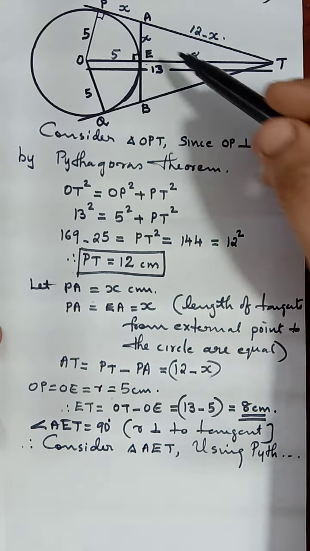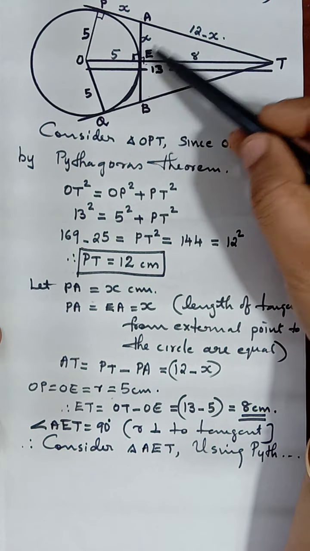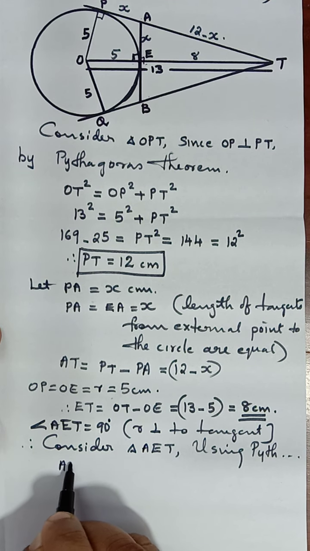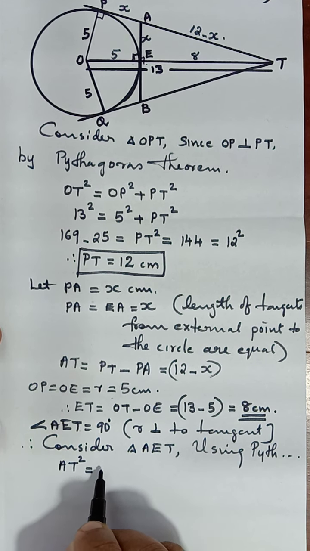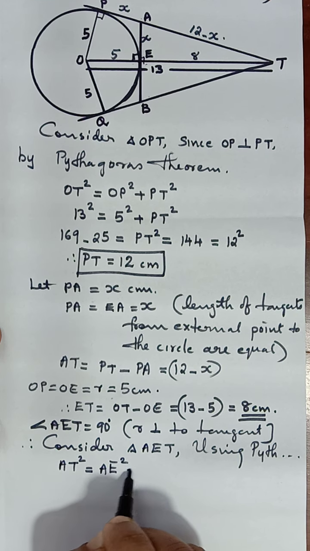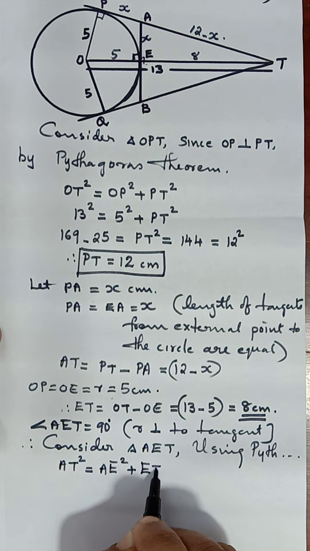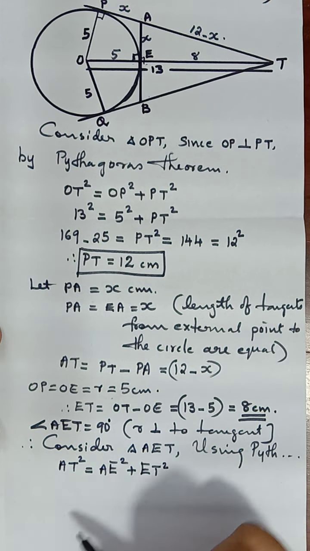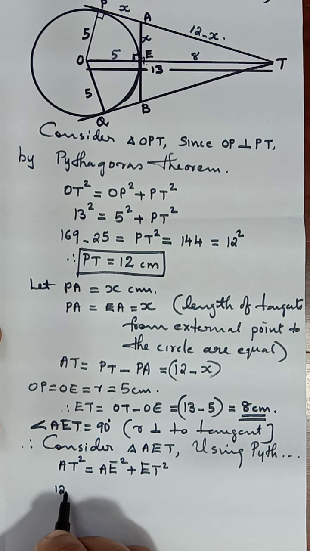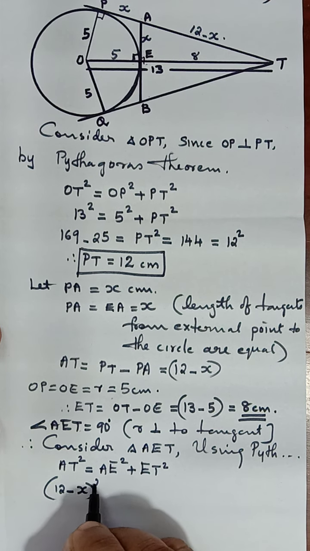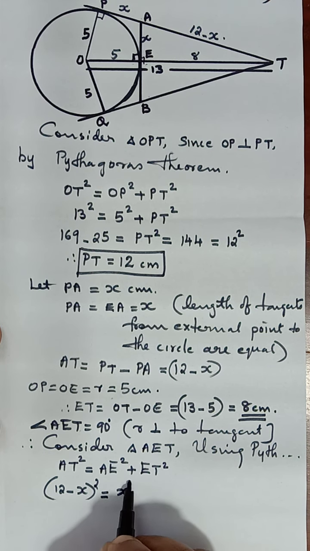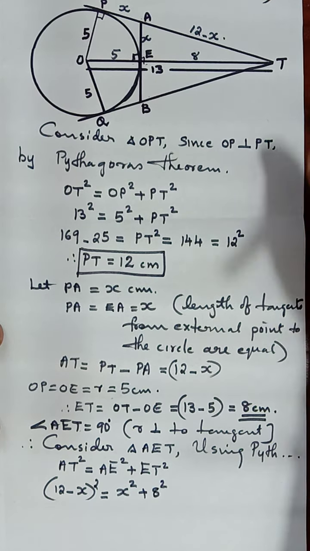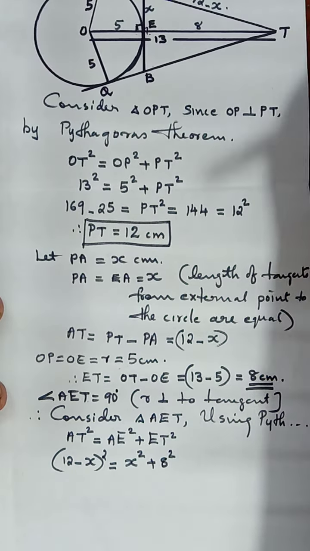What do we write? If this is 90 degrees, then the opposite side is called the hypotenuse. Here AT square will be equal to AE square plus ET square. Be careful, the side opposite 90 degrees is the hypotenuse, and it's squared. So it will be 12 minus x whole square equal to AE square, which is x square, plus ET square, which is 8 square. We are going to expand it.